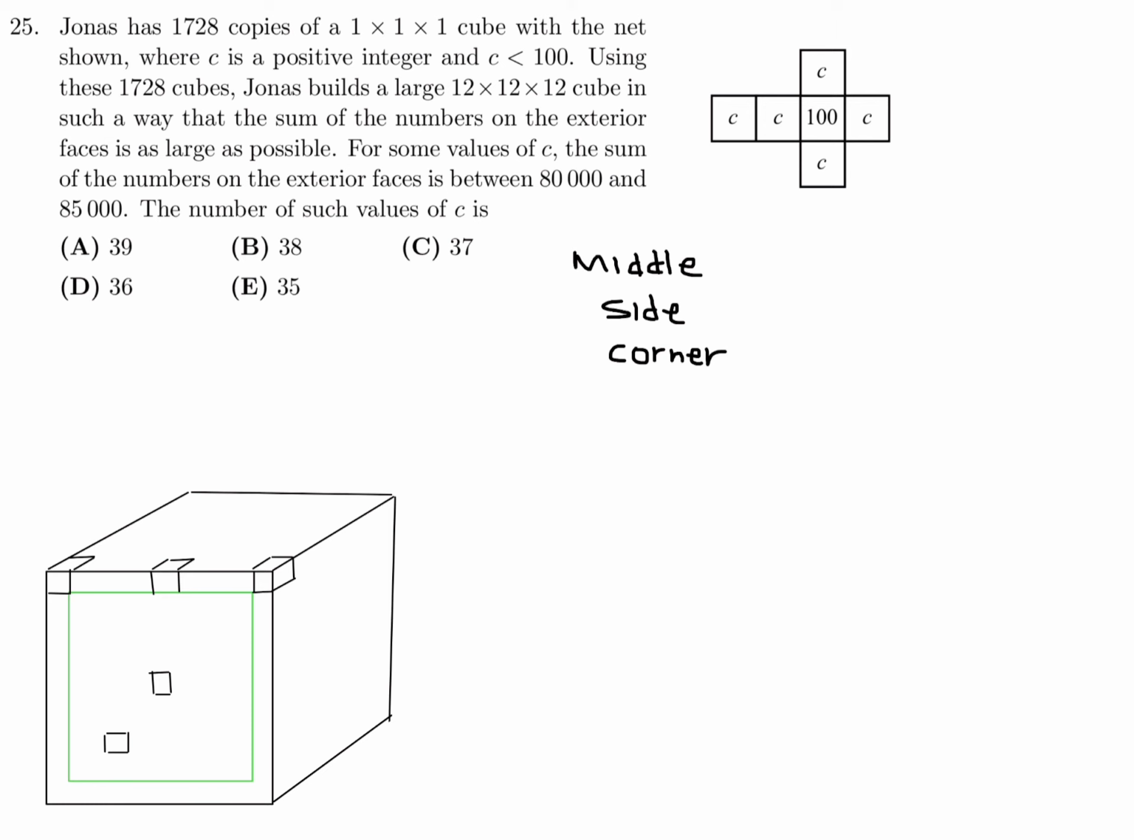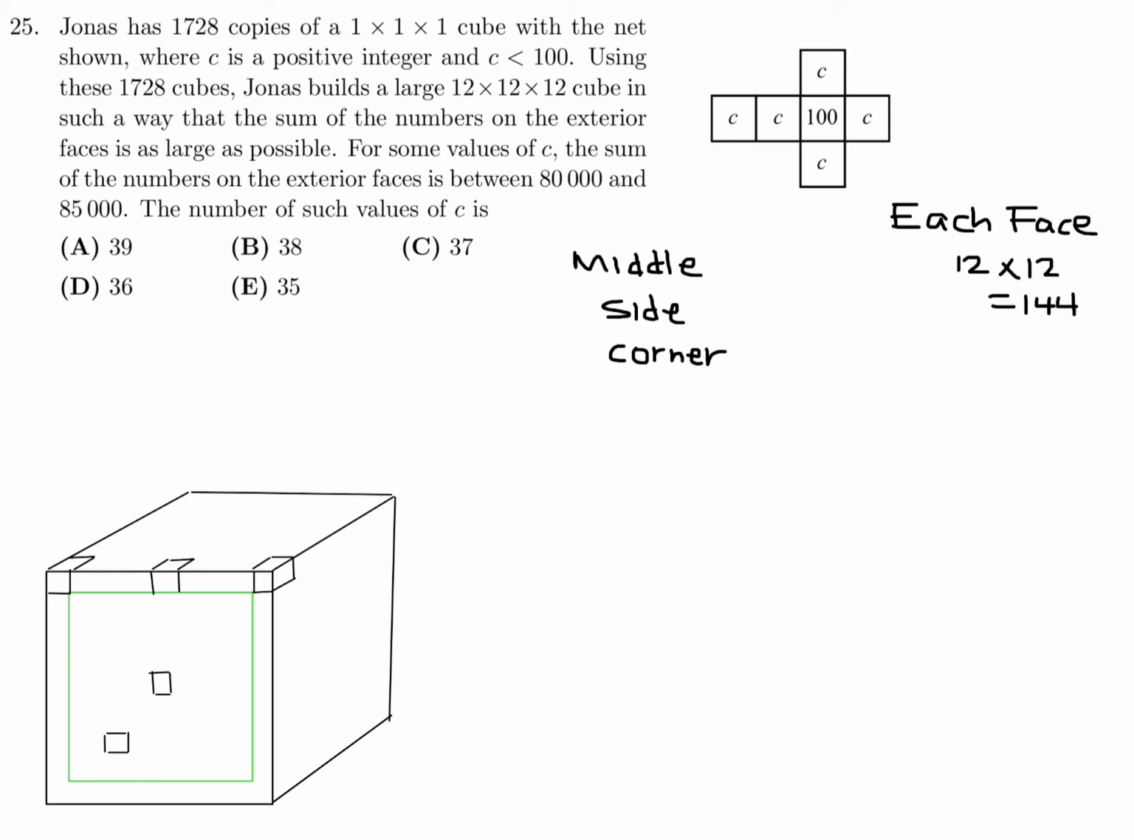Each face of these cubes is a 12 by 12 face. The whole cube is 12 by 12 by 12, but each face is 12 by 12. So let's just write that. Each face is 12 by 12, which is 144. So there's going to be 144 of those small squares on each face. But each face is broken up into middle, side, and corner, right? How many are in the middle, how many are on the side, and how many on the corner?